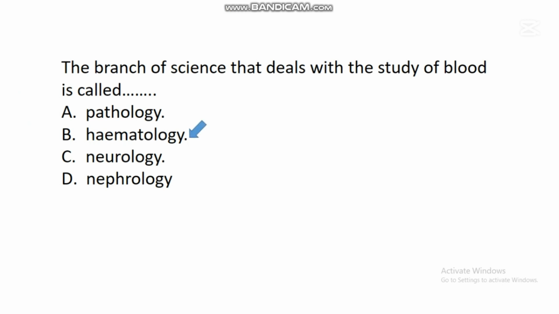Hematology. So hematology is that branch of science that deals with the study of blood, the functions of blood, the diseases of blood, and the solutions to blood diseases. A scientist that specializes in this field known as hematology is called a hematologist. This hematology is an important part of medicine.